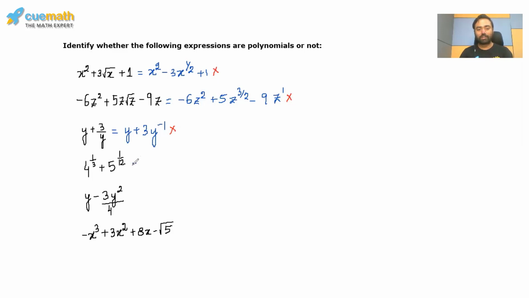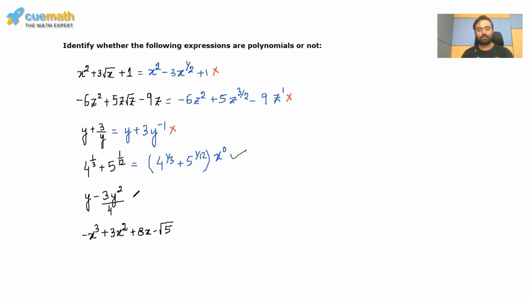Moving on to the next expression. Now we see that 4 raised to the power 1 over 3 plus 5 raised to the power 1 over 12 is nothing but a sum of two constant terms. Now we'll have to insert a variable here. We can only write that as x raised to the power 0 if we want to insert a variable. Now x raised to the power 0 is 1, and we see that the exponent of the variable is an integer. So this is a polynomial.